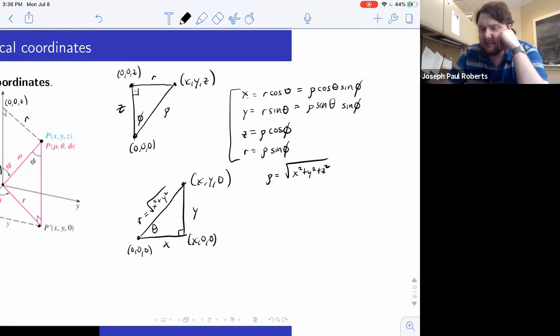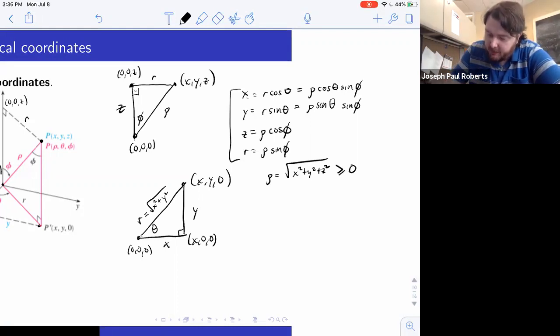Just like we did in this class with polar and cylindrical, I know in Math 141 you drew pictures of roses where you let r be negative and did some silly pictures like that. But in this class we're thinking of r and rho as distances. Distances are never negative, so rho is never a negative number.